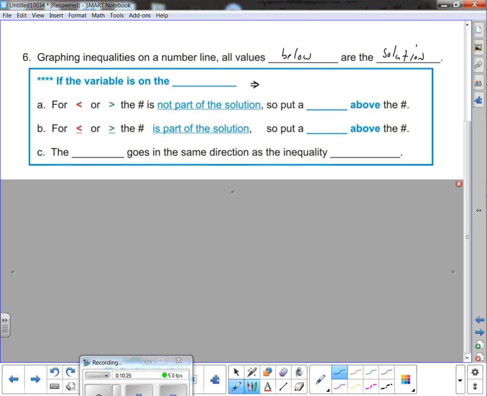Any value below your graphed arrow is the solution, or are solutions. Any value below are solutions.